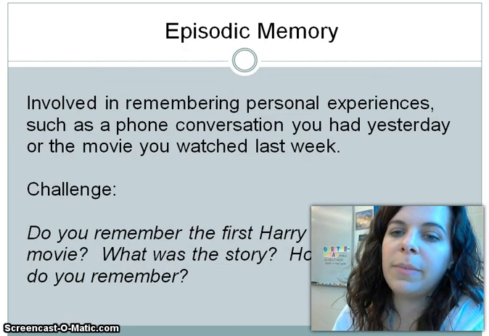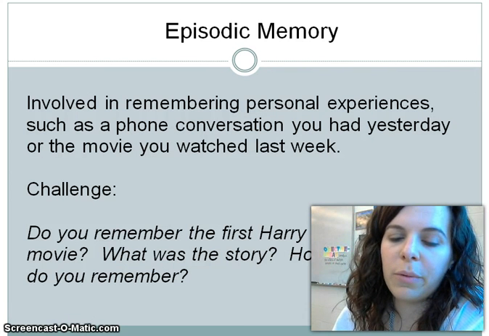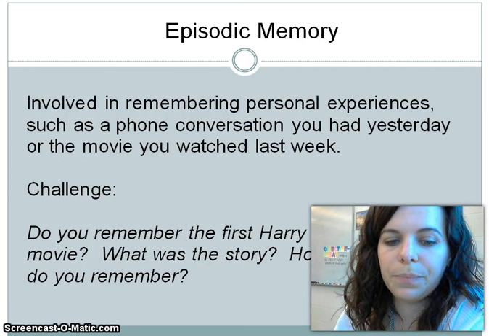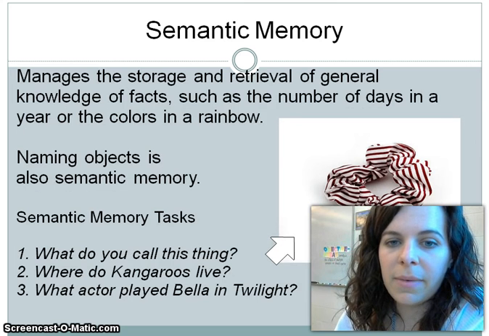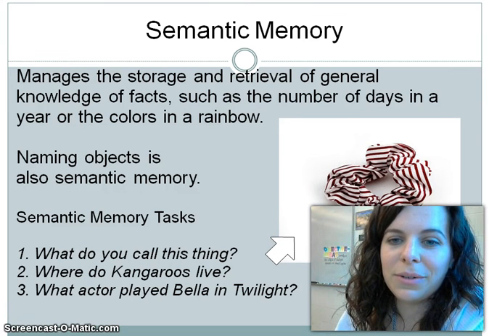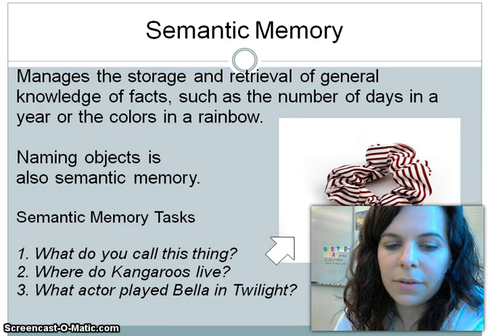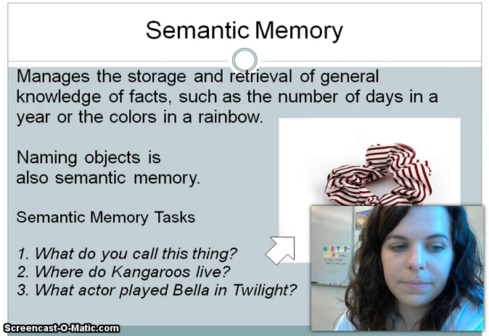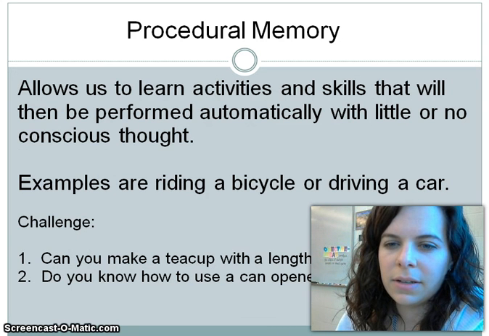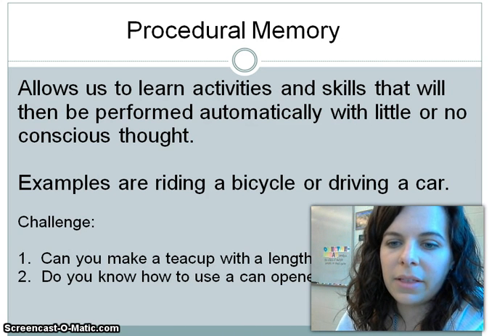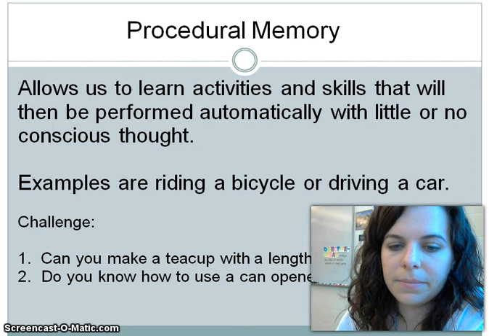Episodic memory involves remembering personal experiences, like a phone conversation or a movie that you watched. You can see the example below. Semantic memory manages the storage and retrieval of general facts, like the number of days in a week or the colors in a rainbow. Naming objects is also semantic. Procedural memories allow us to learn activities and skills that will be performed automatically with little or no conscious thought.